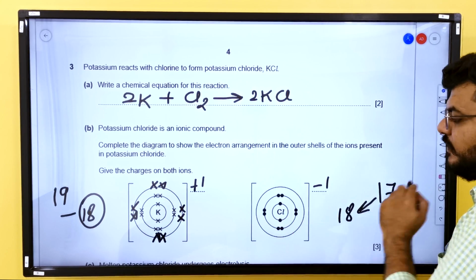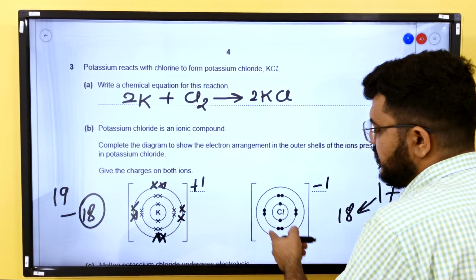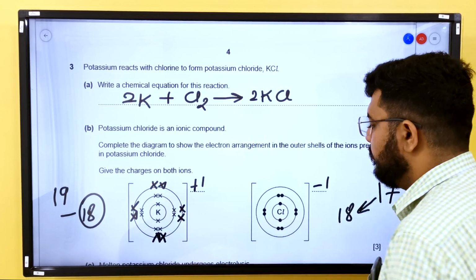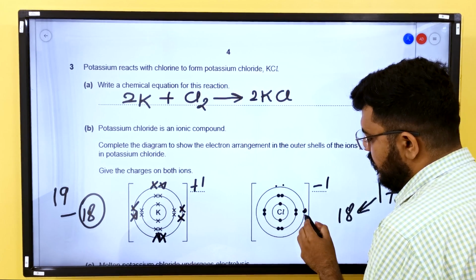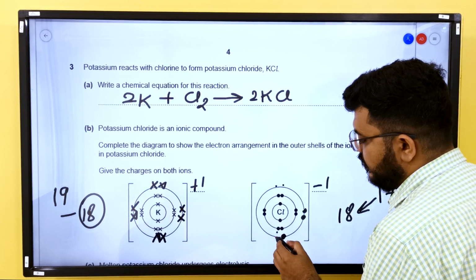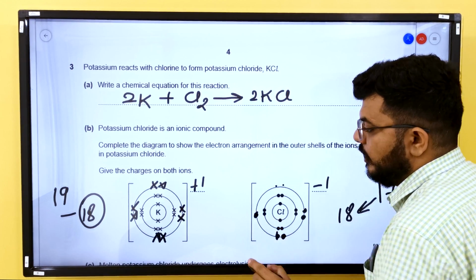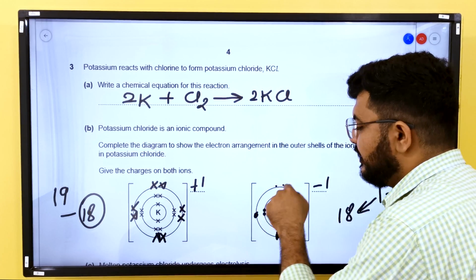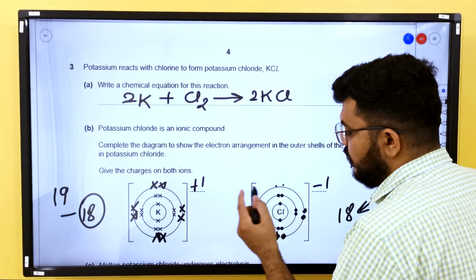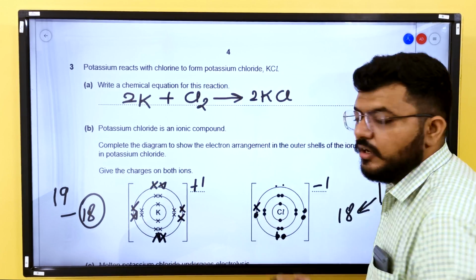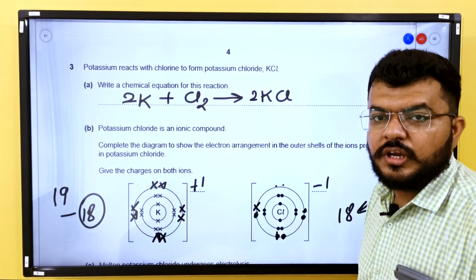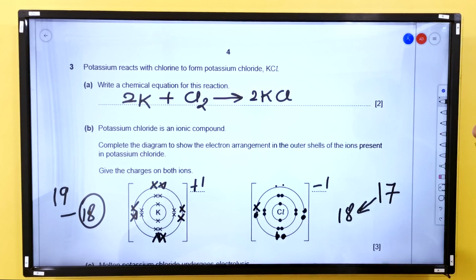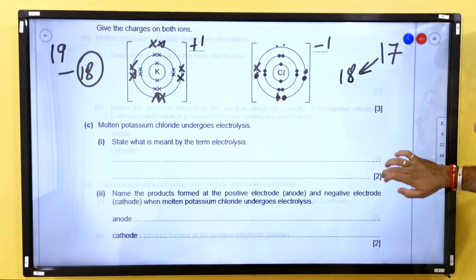Chlorine also must have 8 electrons in its outermost shell. It has the same configuration, right? So let's make dots here: 1, 2, 3, 4, 5, 6, 7. But the 8th electron is from potassium. We must signify that by drawing a cross. This means that this electron came from potassium. Right? This is your answer. Let's get to the next question.